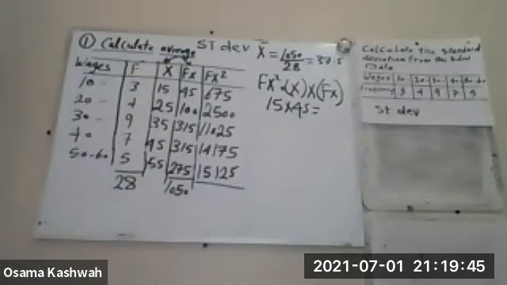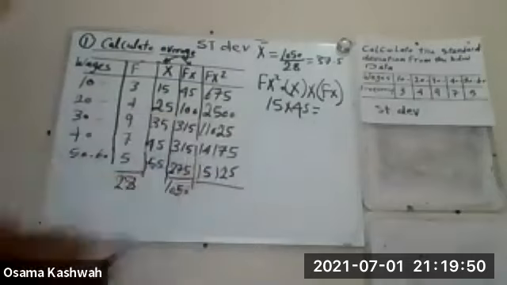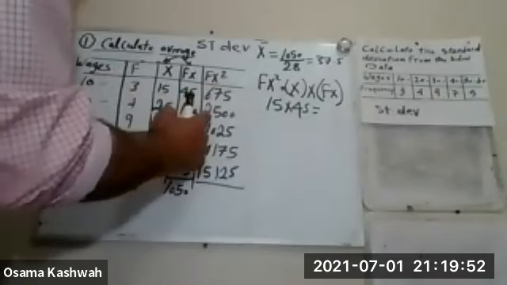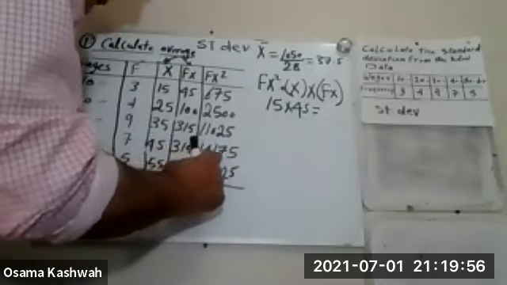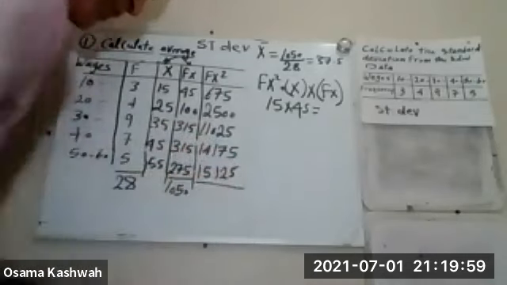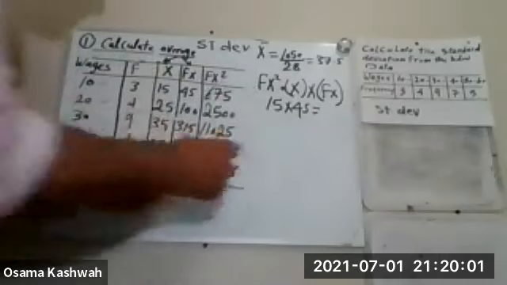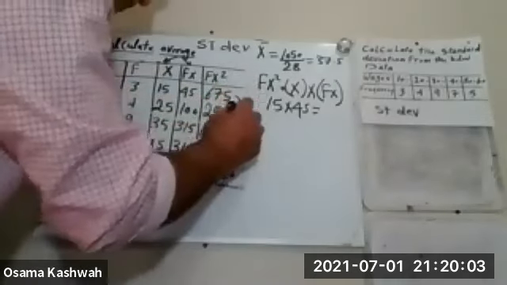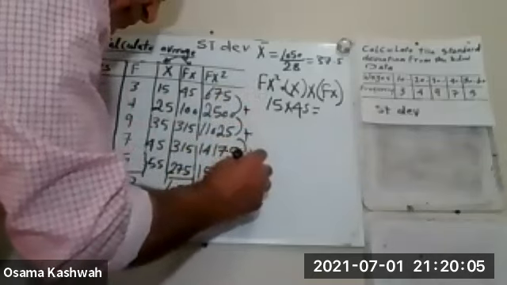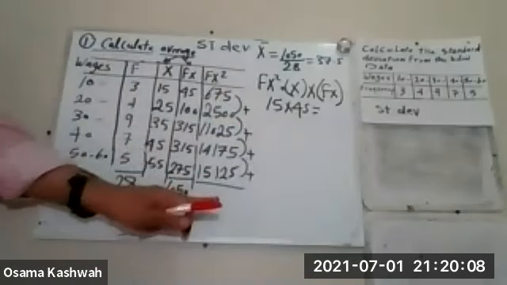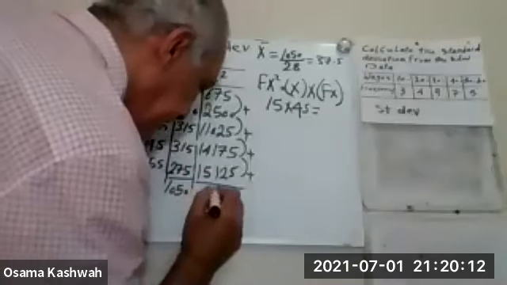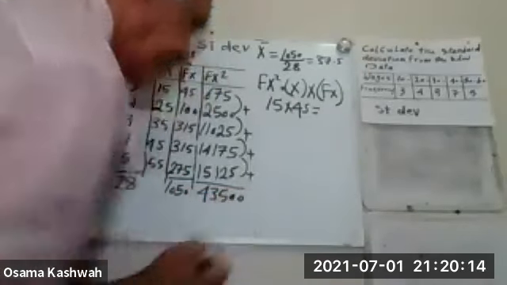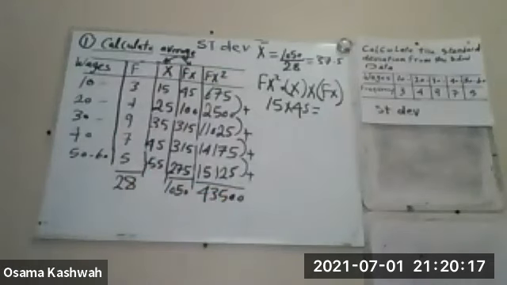I will add them up, and to save time, when I finish the addition, 675 plus 2,500 plus 11,025 plus 14,175 plus 15,125, when I add them all together, they will give me at the end this number, 43,500. Cool. This is the first part.